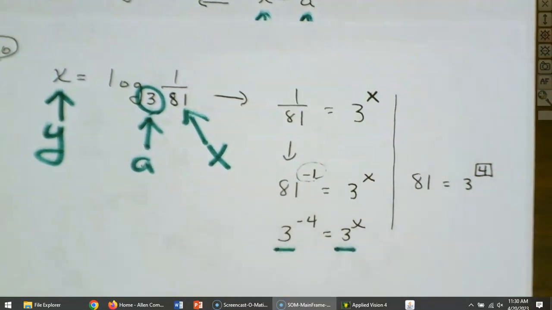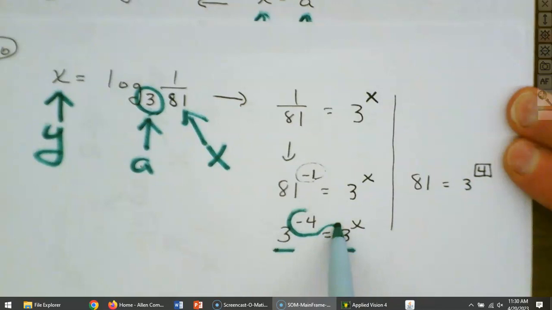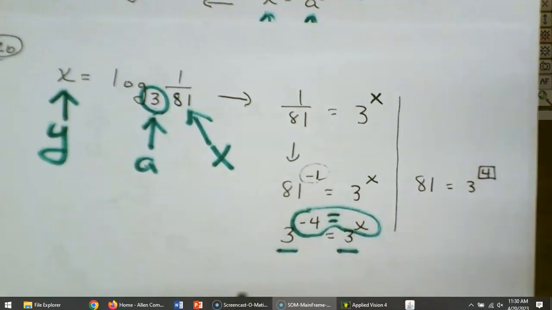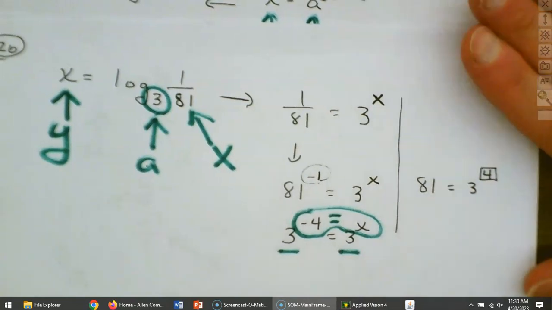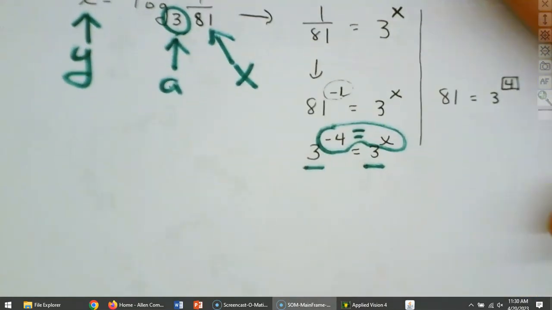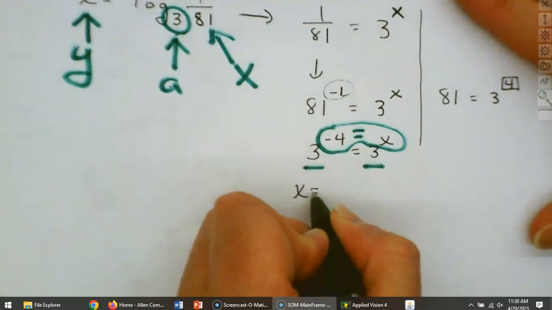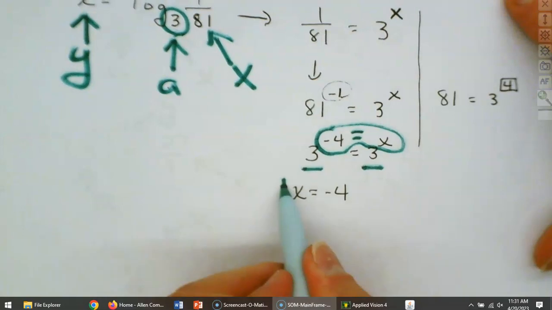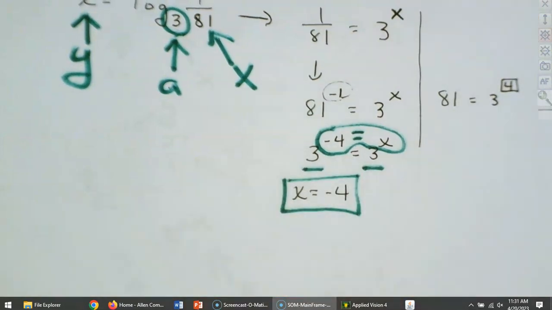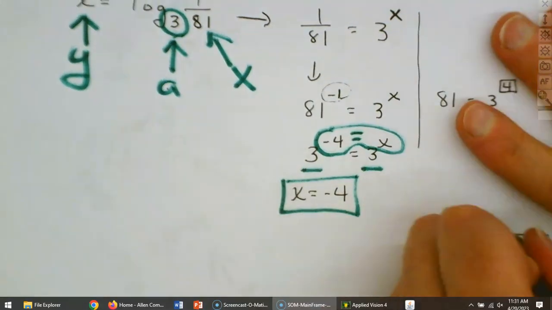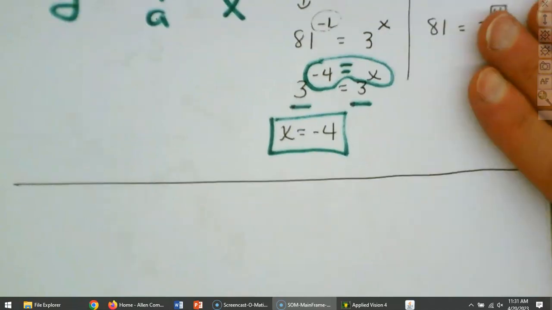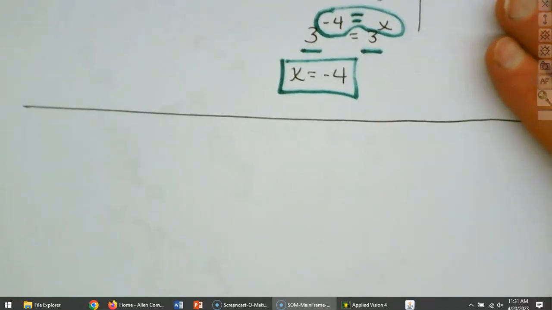Bases are the same, so what does that tell me? Bases are the same. That forces the exponents to be the same. So now we know that x must equal now what? X must equal negative 4. So we converted it to an exponential. And we used our rules of exponents to solve it.